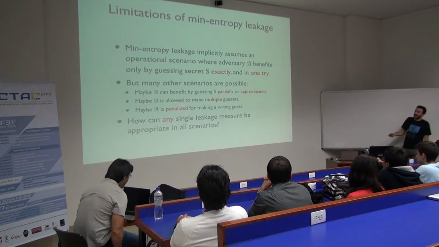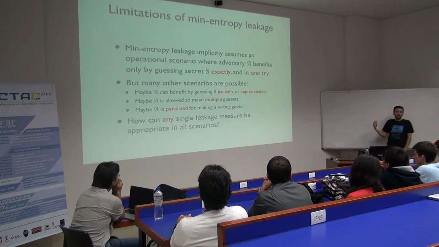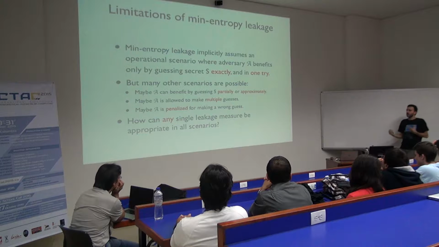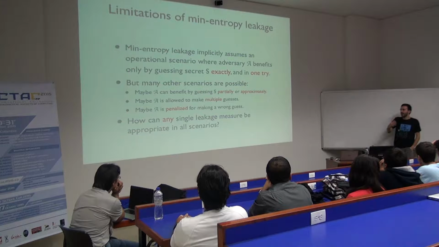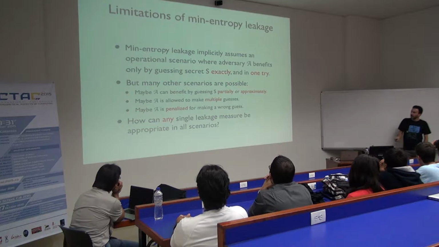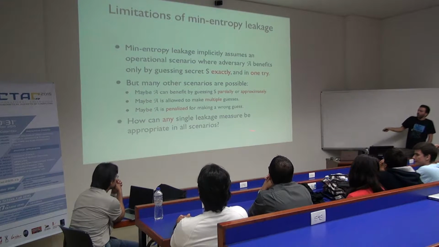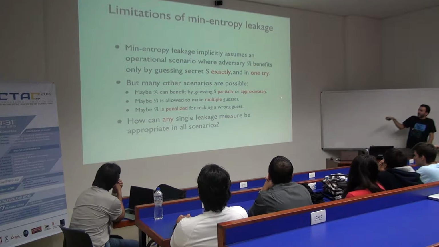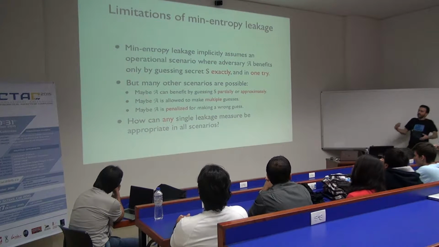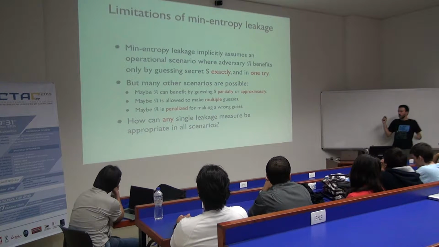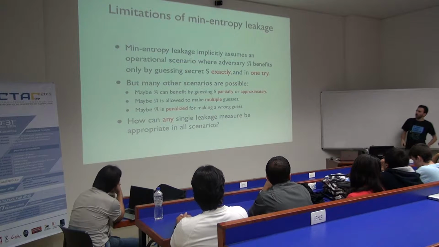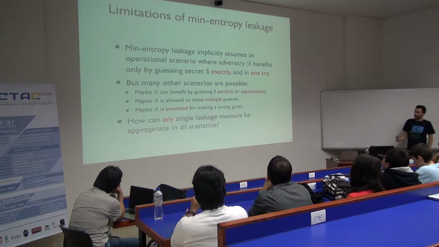Or maybe the adversary is penalized for making a wrong guess, right? So maybe the adversary thinks that something is a secret, so he tries to break into your system, but he's wrong, and maybe this will trigger some alarm, and he will be penalized for that, so it will make things worse. So yeah, and then of course I could maybe take each one of them and try to create some leakage measure that corresponds to some choice of an adversary that tries to partially, within some epsilon, guess a secret or has 5 tries or whatever.